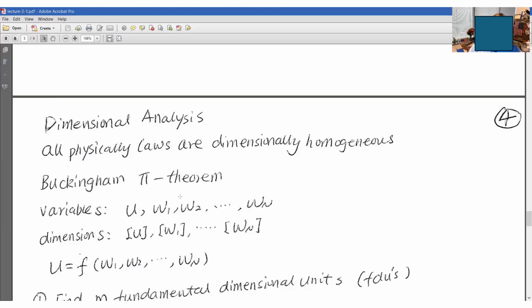For each of these variables, including this dependent variable and these n independent variables, each of them has its own dimensions, right? Their dimensions are denoted with square brackets around the variable. For example, this u has the dimension [u]. For this wn, its dimension is [wn]. And the dimension means the units, right?